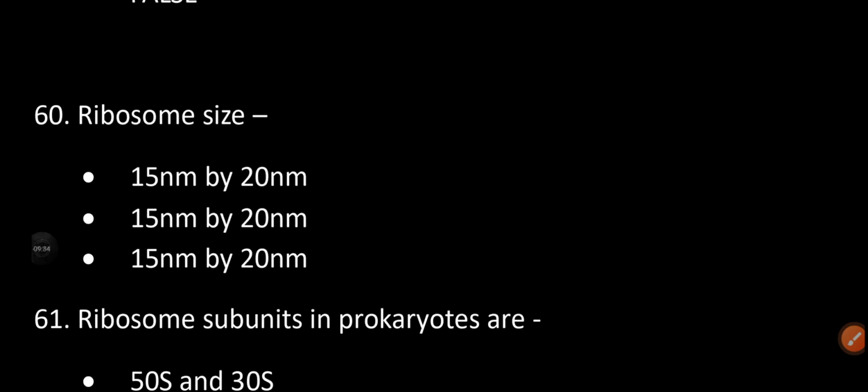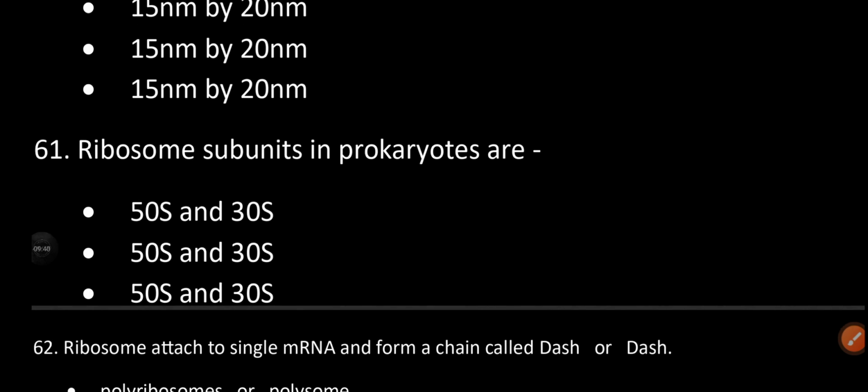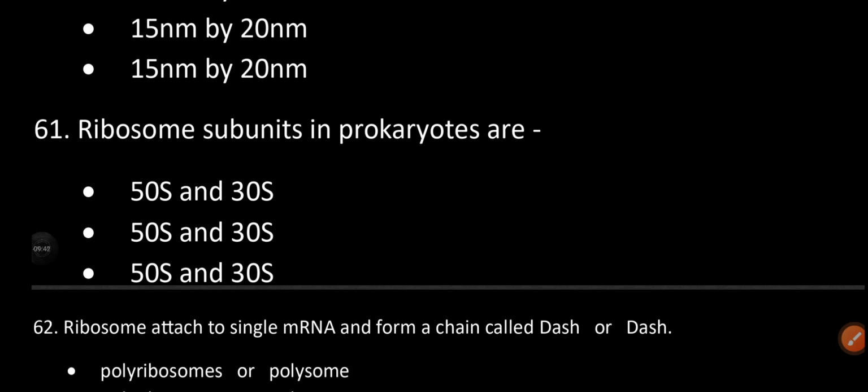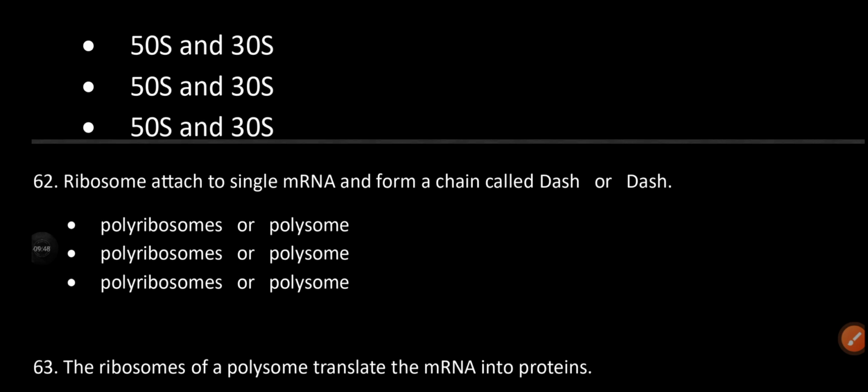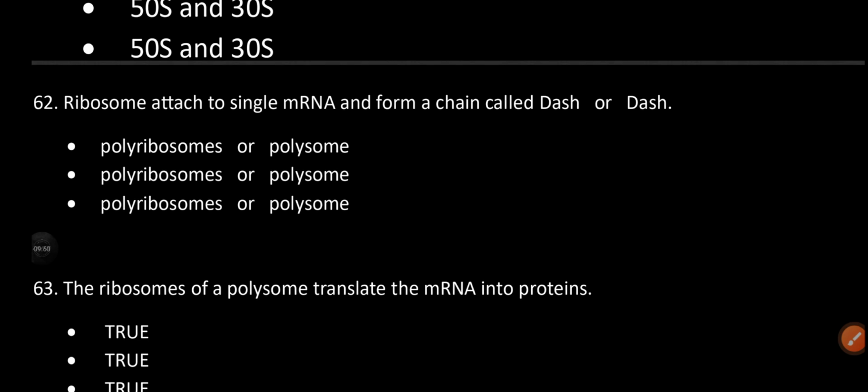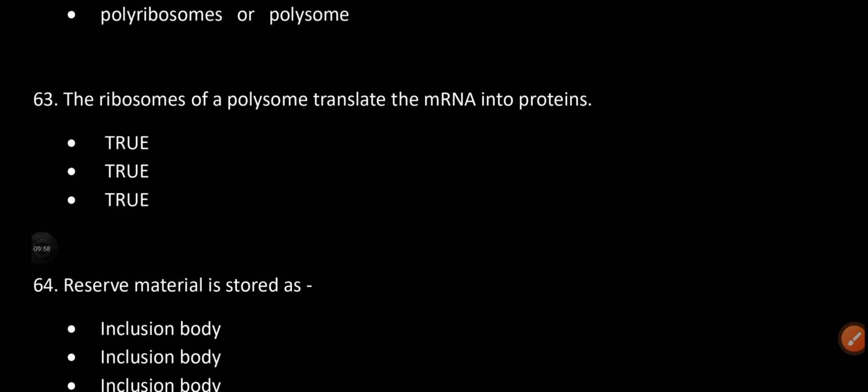Ribosome size is 15 nanometer by 20 nanometer. Ribosome subunits in prokaryotes are 50S and 30S. Ribosomes attach to a single mRNA and form a chain called dash or dash. Polyribosomes or polysome. The ribosomes of a polysome translate the mRNA into proteins. True.